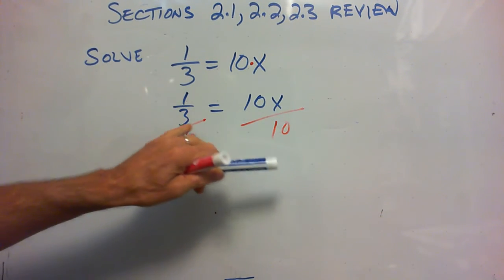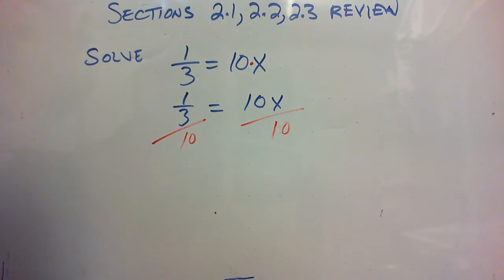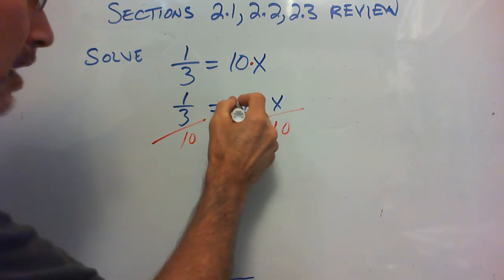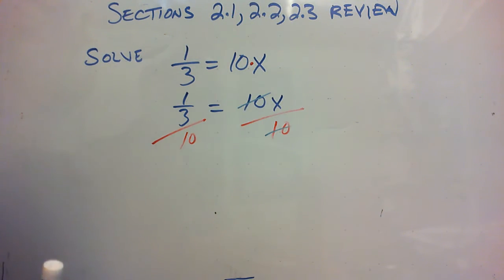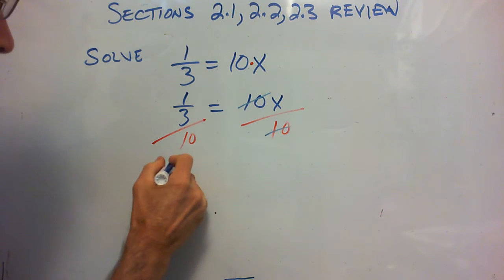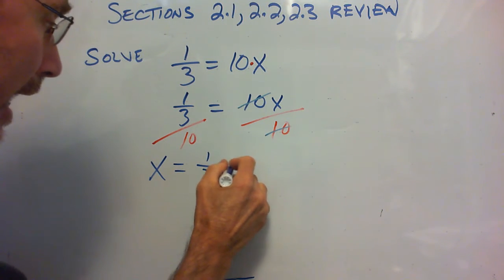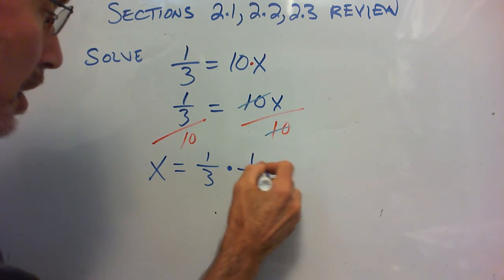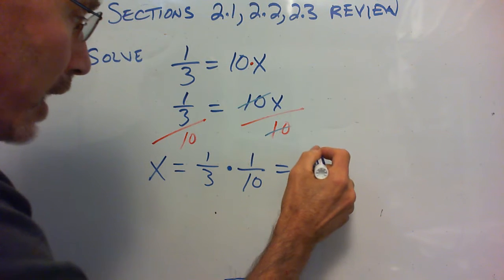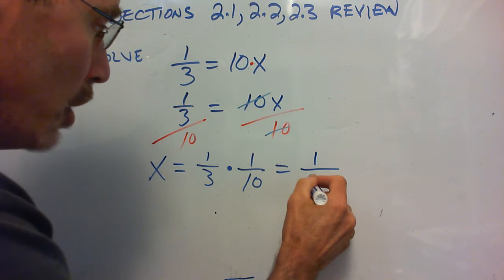So when we do that, the 10 over 10 on the right side cancel each other, leaving just x. Then we have to take 1/3 and divide by 10. So that's 1/3 times the reciprocal, 1/10. And we get 1 times 1, 1 over 3 times 10, 30.